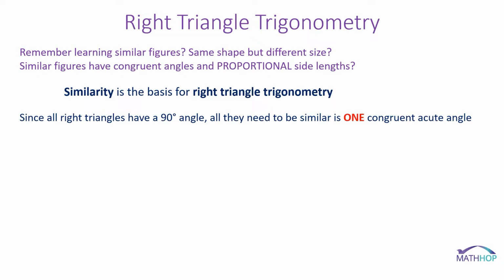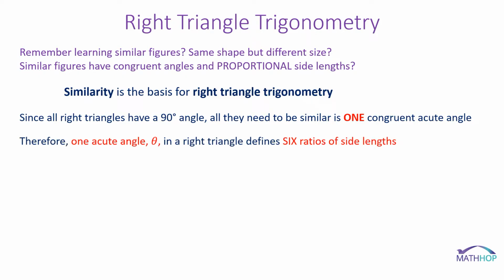So all right triangle trigonometry comes down to is one acute angle called theta in a right triangle, and it defines 6 ratios of side lengths. So that's it. We got right triangles and we have 6 ratios of side lengths, and that gives us trigonometry. And yes, we have a new variable. Theta is just a variable. It's a Greek symbol. We use Greek symbols as variables for angle measures. Where we used letters for side lengths, we'll use Greek symbols for angle measures here.